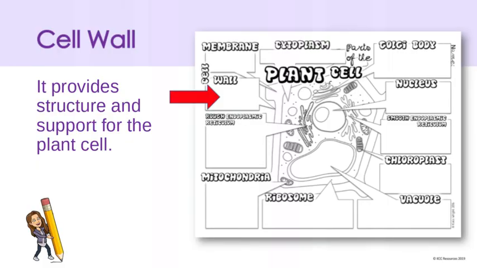Okay. So the first one we've got here is the cell wall. And the cell wall we've talked about in class, it provides structure and support for the plant cell. So this one is only on a plant cell and it provides structure and support. Okay, and you can always pause too. If I'm going faster than you write, pause, write it down, and then when you're ready to go on, hit play again.